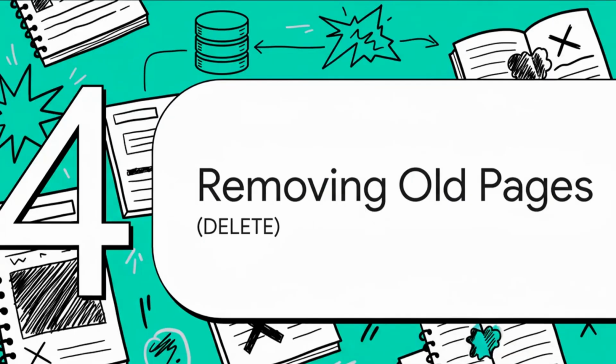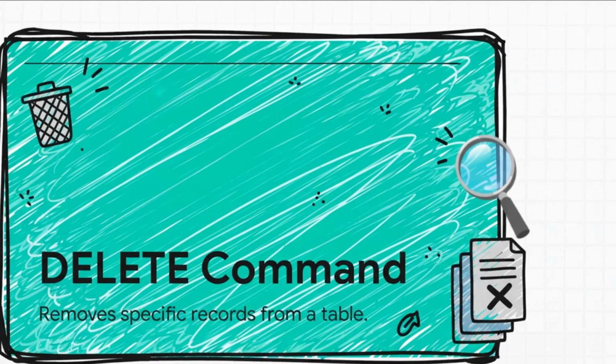But stories aren't just about adding and editing. Sometimes a chapter ends. An employee moves on. A product line is retired. For those moments, you need a way to completely remove those old pages from your story. And that's where the delete command comes in. It is powerful and it is direct. Its job is to permanently, totally remove records. Those are the rows from your table. And when I say remove, I mean it. This isn't just hiding it away. This is gone for good.